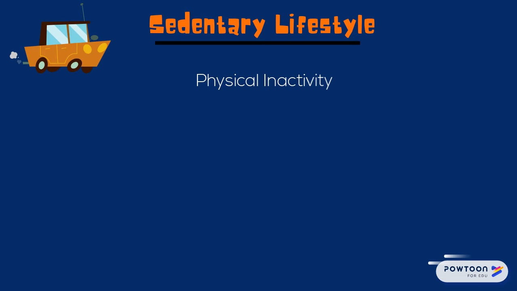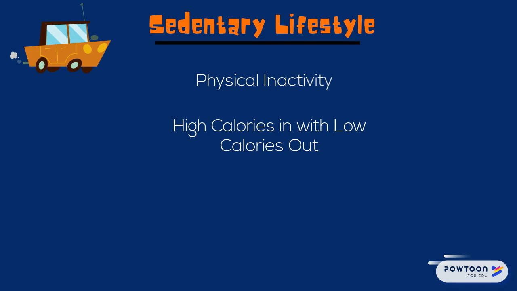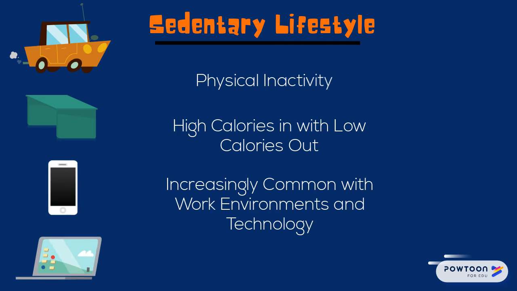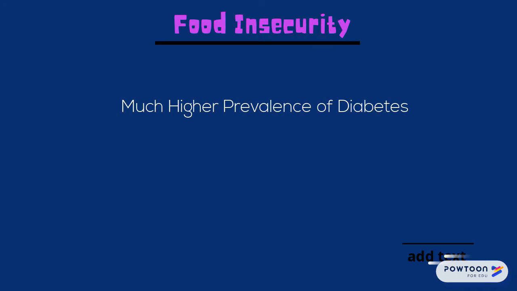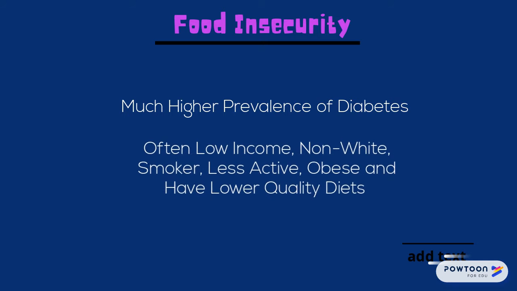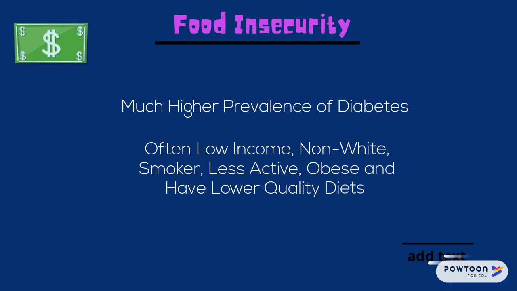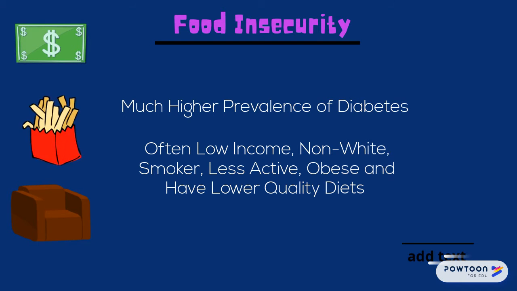A lifestyle analysis includes looking into behavioral and lifestyle factors that may increase susceptibility to diabetes. This may include having a sedentary lifestyle, where caloric intake exceeds output and increases the prevalence for obesity, another major predictor of diabetes. Sedentary behavior is increasingly prevalent with technological improvements. Food insecurity is another major predictor of diabetes. People that are food insecure are 2 to 3 times more likely to develop diabetes. Often the food insecure are those that are low income, non-white, smokers, less active, obese, and have lower quality diets.